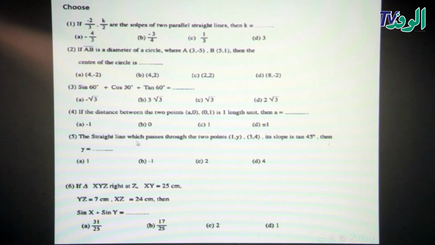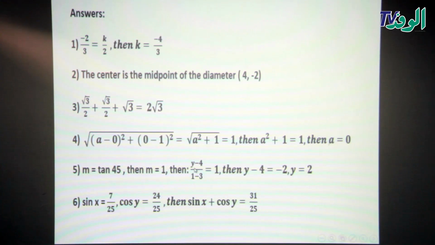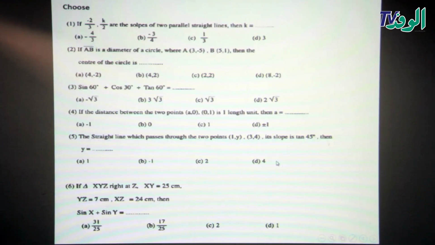Number 5. The straight line which passes through the 2 points (1, y) and (3, 4), its slope is tan 45. Here we find that tan 45 is 1, which means the slope is 1. We use the slope formula, which is y2 minus y1 over x2 minus x1. So y minus 4 over 1 minus 3 equals tan 45, which is 1. Using cross multiplication we get y minus 4 equals negative 2. Then move 4 to the other side to get y equals 2, which is choice C.